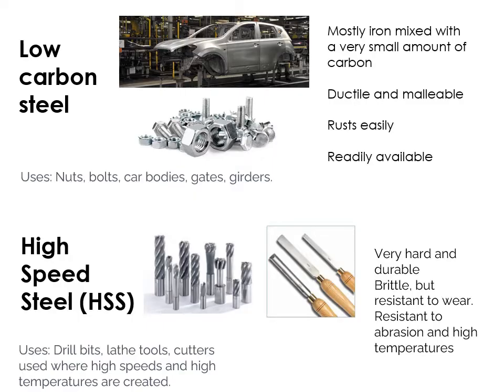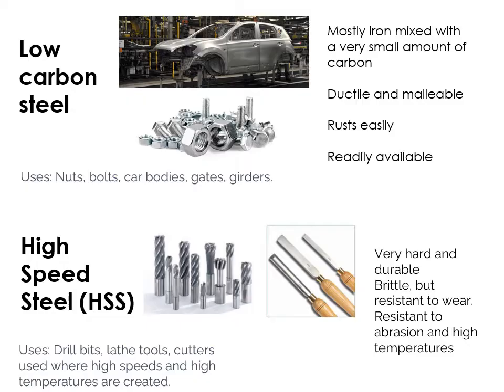Anything that's going to be spinning at a high speed is going to need certain properties. Firstly, it's going to need to be very hard and very durable. It tends to be quite brittle. So drill bits, I don't know if you've ever noticed, do break quite quickly if you're not careful. They can just really easily fracture. So they're not tough, they are quite brittle, but they are hard. They're resistant to wear. And the most important thing is they're resistant to abrasion and high temperatures.